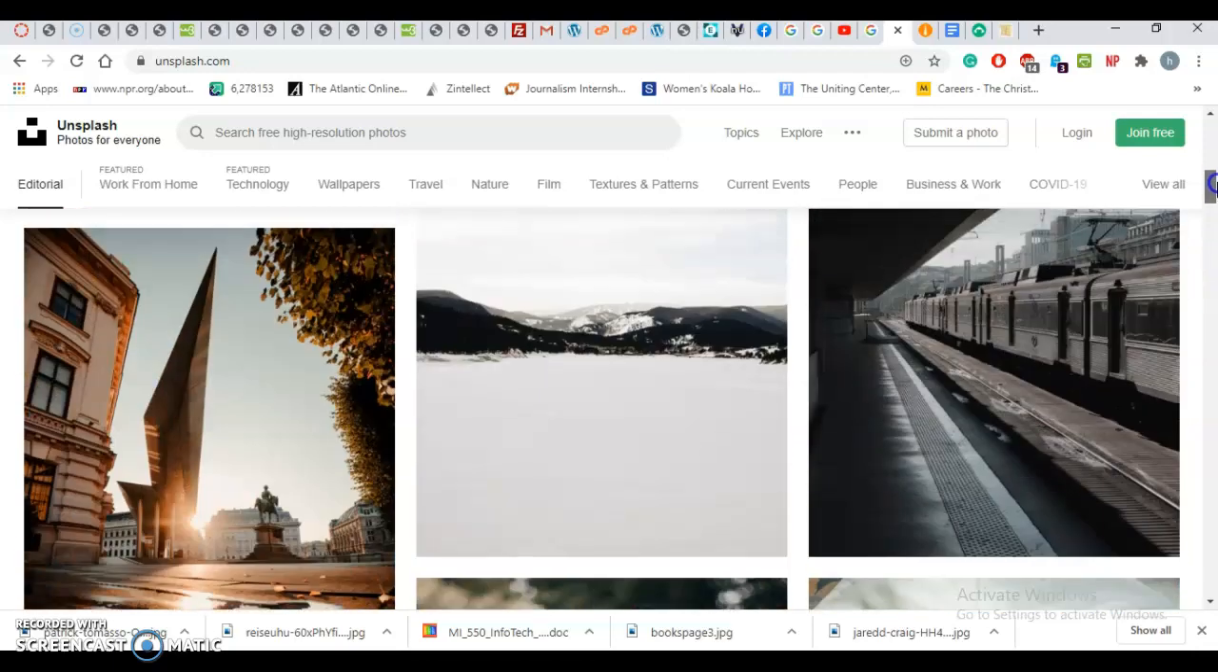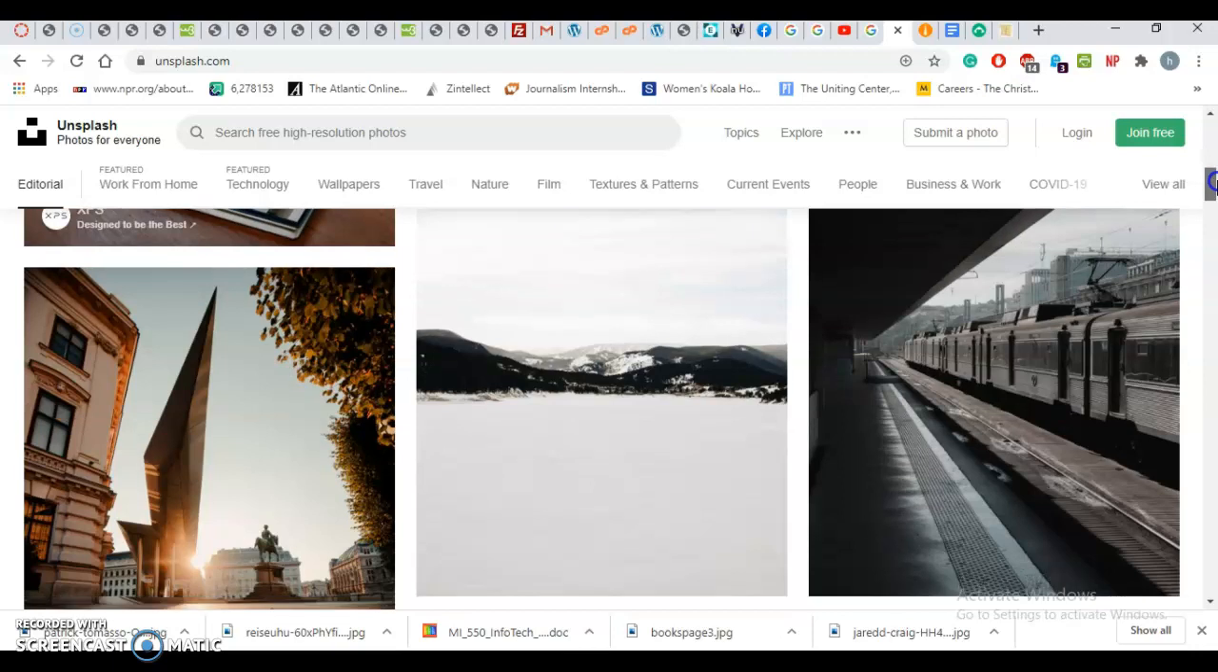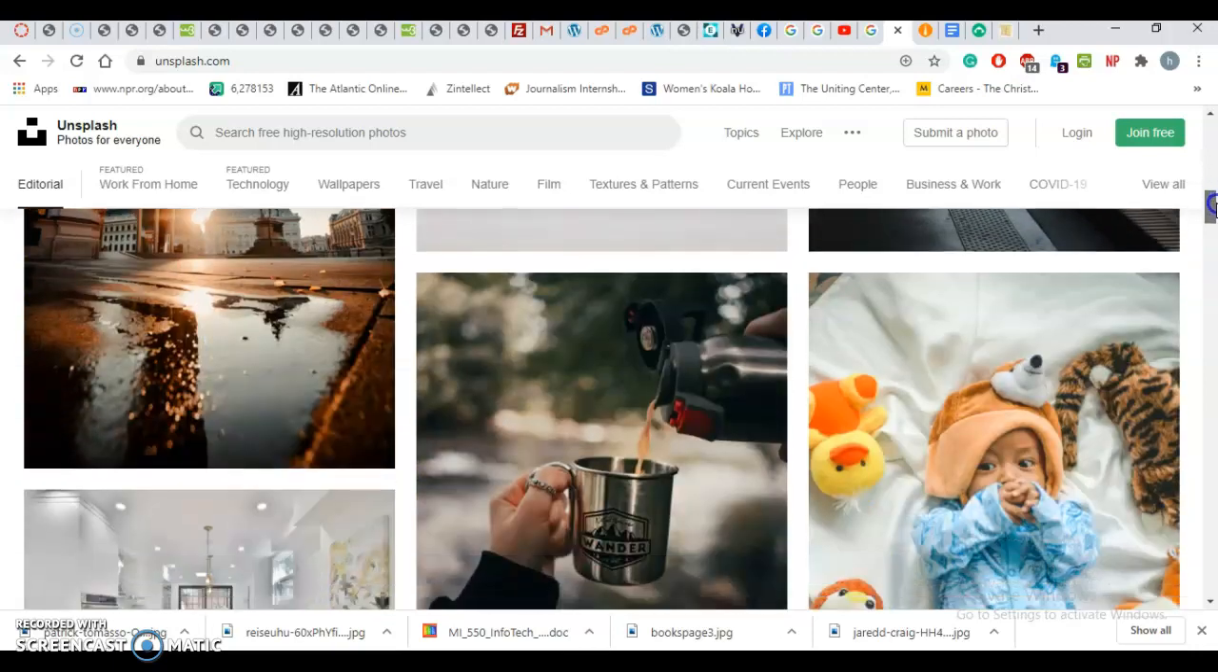Also, please forgive my 10 million tabs. That's just what my computer looks like at all times.